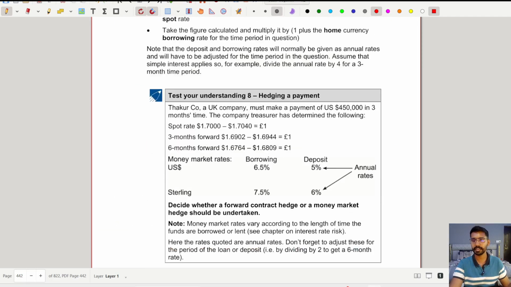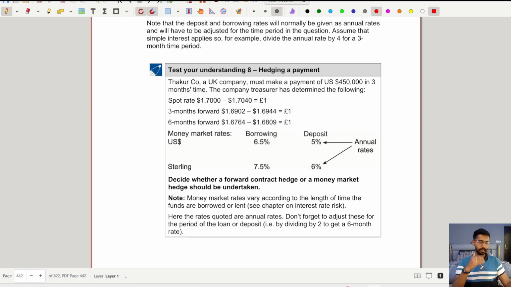Test your understanding, number 8. Let's take it with an example. You are an importer, you have to make a payment of US dollar 4,50,000 in 3 months time. These are the rates given to you: spot rate, 3 months, 6 months. Now whether forward contract hedge or money market hedge should be taken. Forward contract we are not going to do, we are going to do only money market hedge.